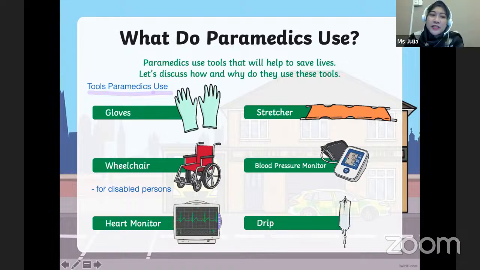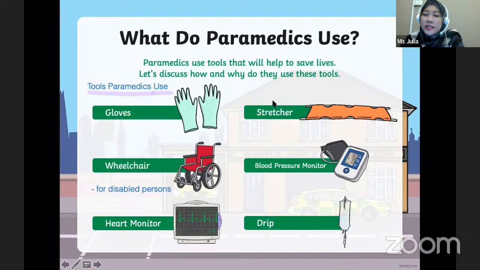What happens if this one becomes a straight line? Johan, what happens if this one becomes a straight line? What does it mean? Die. Ah, yes, very good. So the heart monitor can detect if the injured person is still alive and breathing or not. Okay? Yeah, good. Next. How about this?